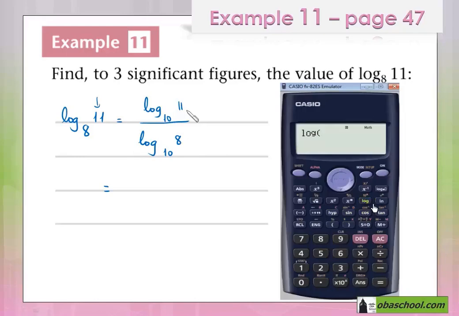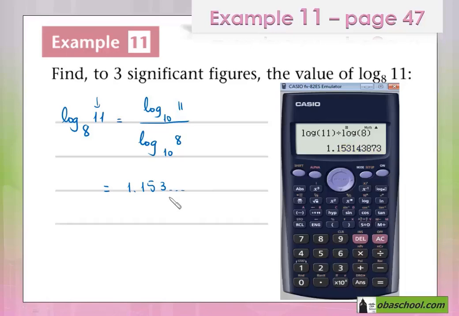Now use the calculator to find the values of both logarithms in numerator and denominator. Log 11 divided by log 8, and then close the brackets, of course, press equal. We have a final answer of 1.1531, etc.